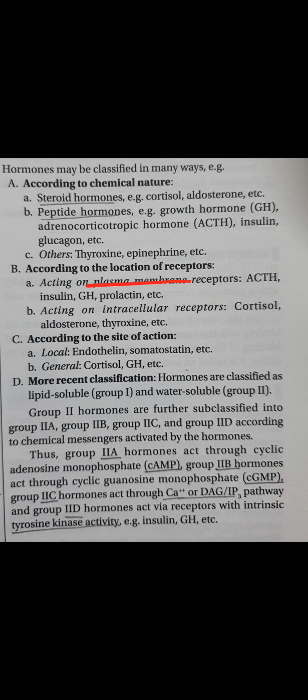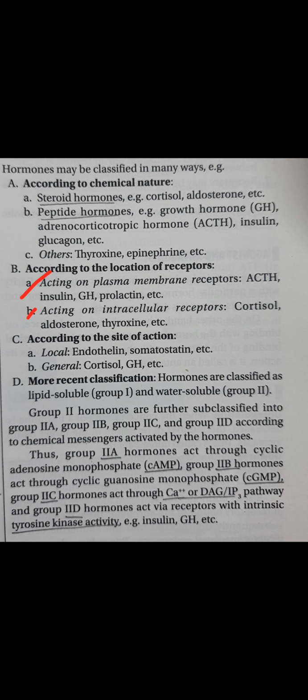The hormones whose receptors are on the plasma membrane are adrenocorticotropic hormone, insulin, growth hormone, prolactin. We can say that all peptide and amino acid derivative hormones' receptors are on the plasma membrane, and all steroid hormone and iodothyroid hormones' receptors are intracellular receptors. So we can classify this into two types.